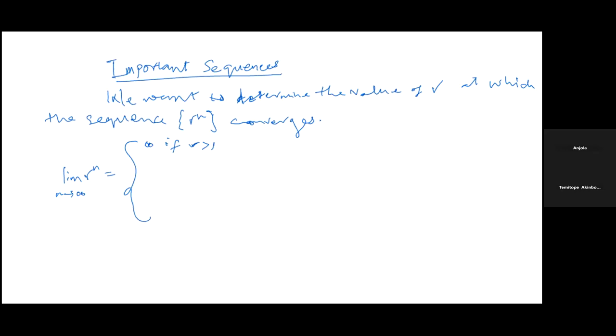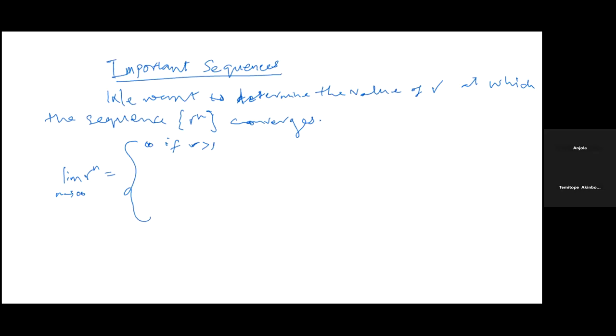Suppose R is 2 and n is 10, for instance. So that means we are going to do 2 raised to power 10. What do you get? Yes, I have 2 raised to power 10, equal to 1024. Now take R to be 3.